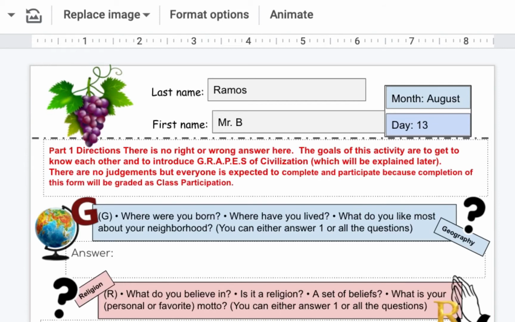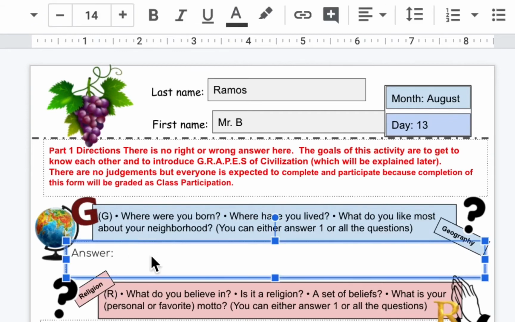Okay, so let me answer the first question. Where were you born? Where have you lived? What do you like most about your neighborhood? You can either answer one or all the questions. You don't have to answer everything.